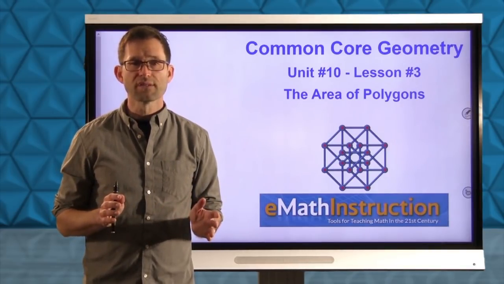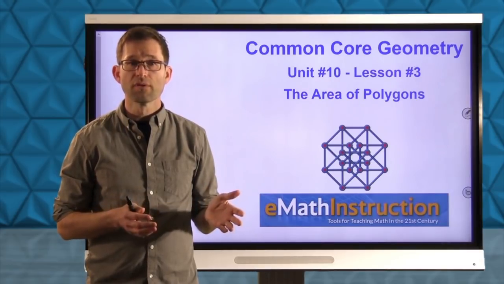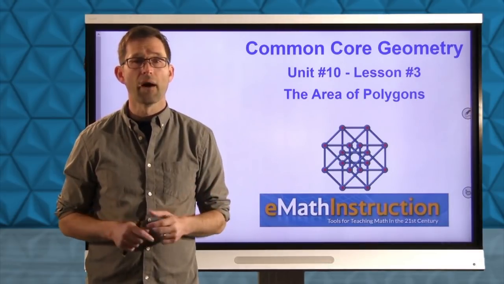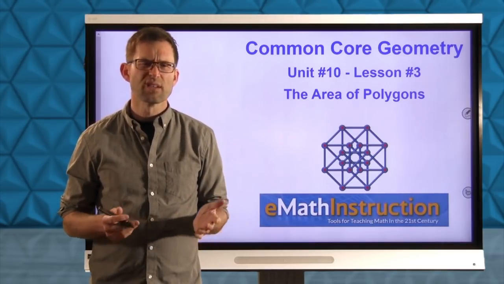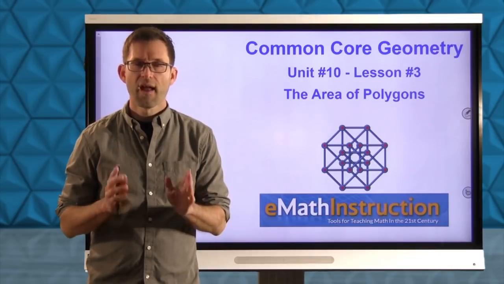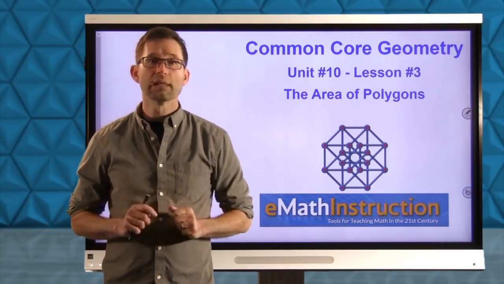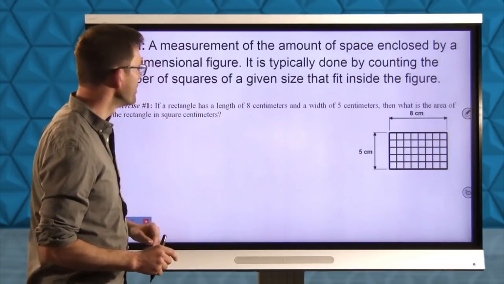Unit 10 is all about measurement and modeling. In the last two lessons, we looked essentially at calculating distances. In terms of straight line figures, we were talking about perimeter, and in terms of circular figures, we were talking about circumference. But really, at the end of the day, they were still just lengths. Area is completely different. Let's jump right into it, because this is important.